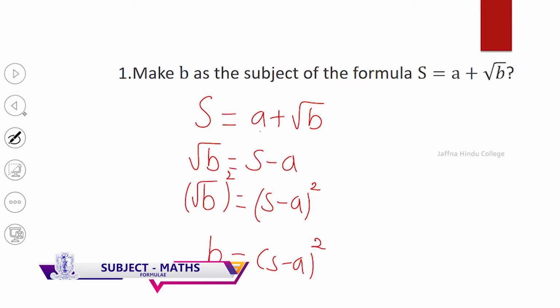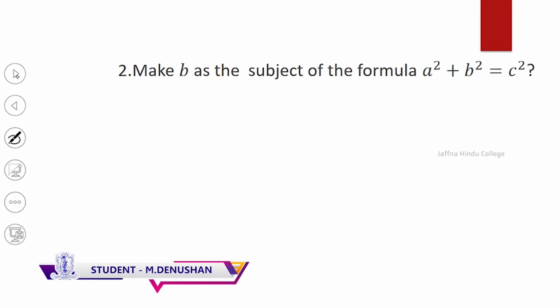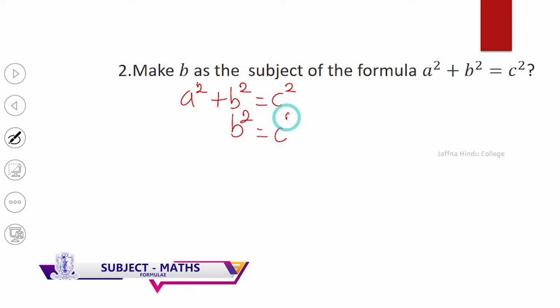Now let's move to the next question. In the formula a squared plus b squared equals c squared, we have to make b the subject. First we have to make b squared the subject. For that, we have to subtract a squared from both sides. By simplifying, we obtain the answer b squared is equal to c squared minus a squared. Then we have to take the root of both sides to remove the square on the b.